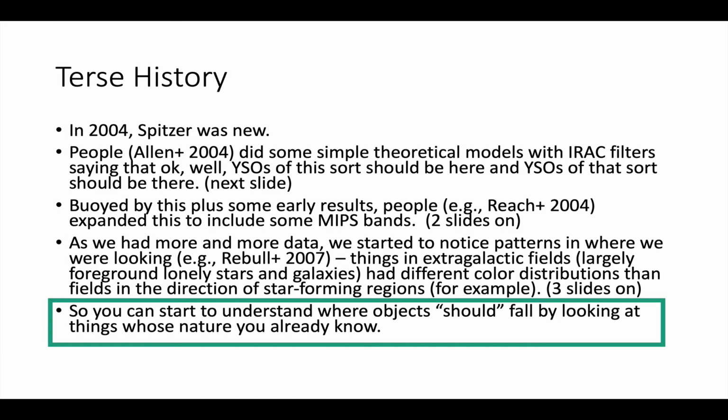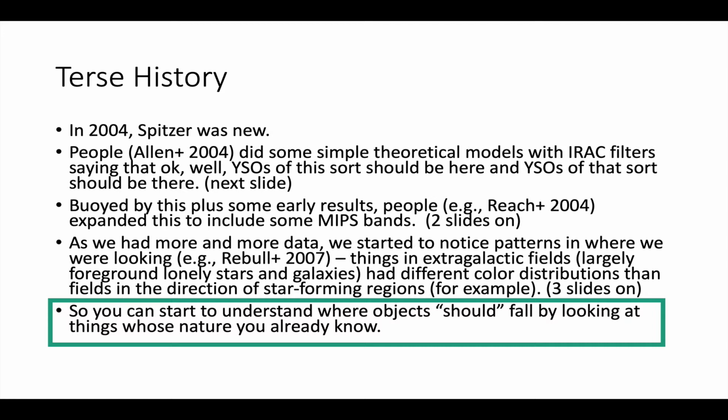Okay, so now we're going to talk about color selection. This is an overview of the next several slides. In 2004, Spitzer was brand new, and some people, in preparation for Spitzer's launch, had done some simple theoretical models using the IRAC filters, predicting that young stars should be in this part of an IRAC color diagram, and YSOs of that sort should be over there. I'm going to show you that plot again in a minute.